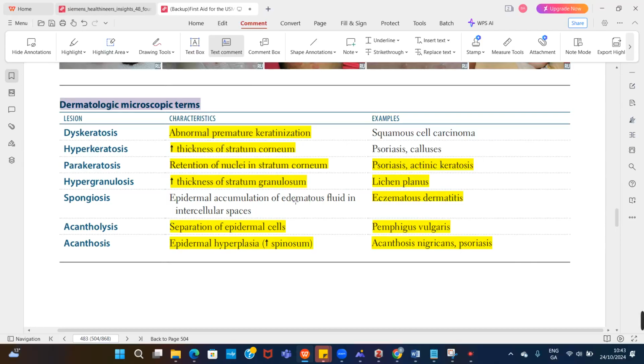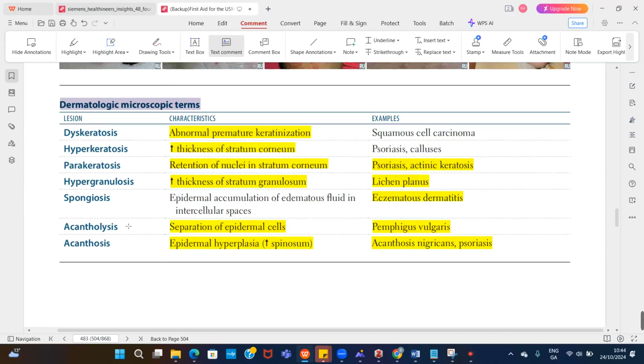In fact, the stratum corneum and the stratum spinosum are thin in lichen planus. It is only the granulosum that is thick. Why do you have the reverse in psoriasis? The stratum corneum is thick, the stratum spinosum is thick. You have retention of the nuclei of the keratinocytes in the stratum corneum in psoriasis, but the stratum granulosum is thin in psoriasis. Reverse.